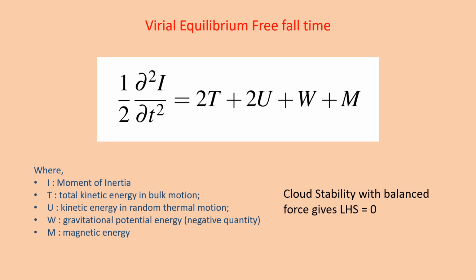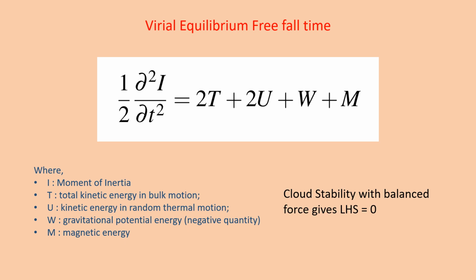This equation represents virial equilibrium, the free fall time equation, which is half d squared I by d t squared equals 2T plus 2U plus W plus M. Here W is gravitational potential energy, which is a negative quantity. Basically we need this equation to fulfill our two conditions, which give us the information on how these molecular clouds are converting into stars.